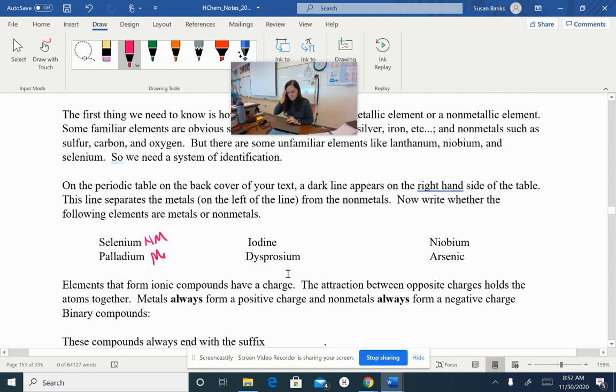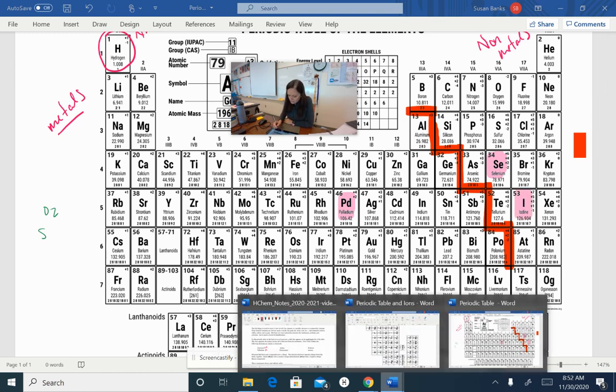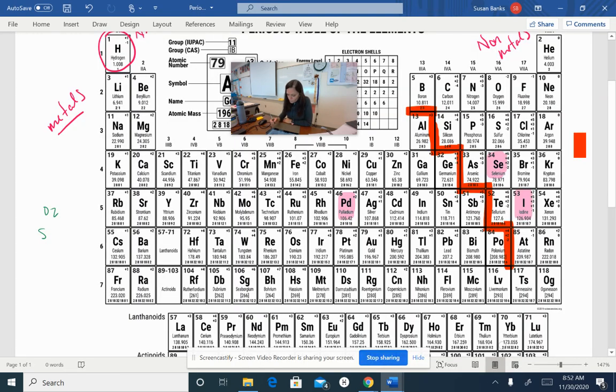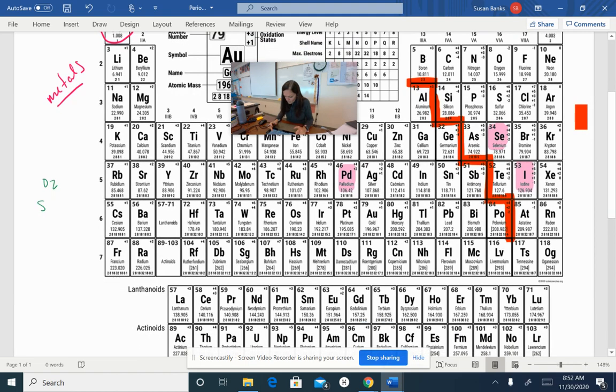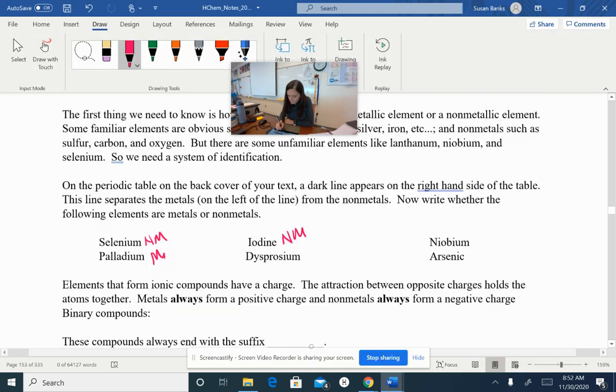All right, you guys ready to check? All right, so let's look at iodine. Iodine is right here. So it is a non-metal. So we're going to mark iodine with a non-metal. Dysprosium. That's one we're not super familiar with. It's going to start with a D, don't you think? It's right here. And remember, the lanthanides actually fit in right here. So it is on the metal side. So dysprosium is a metal.